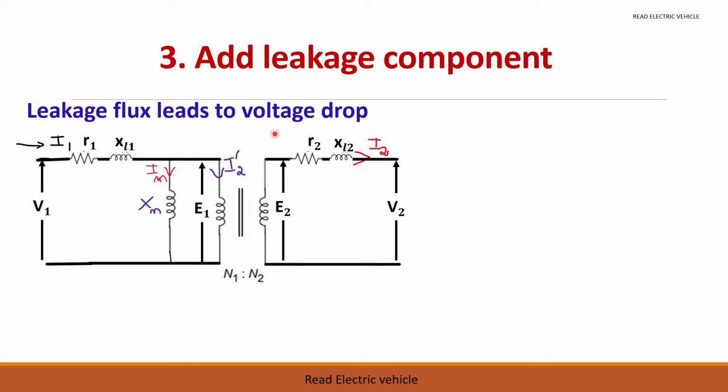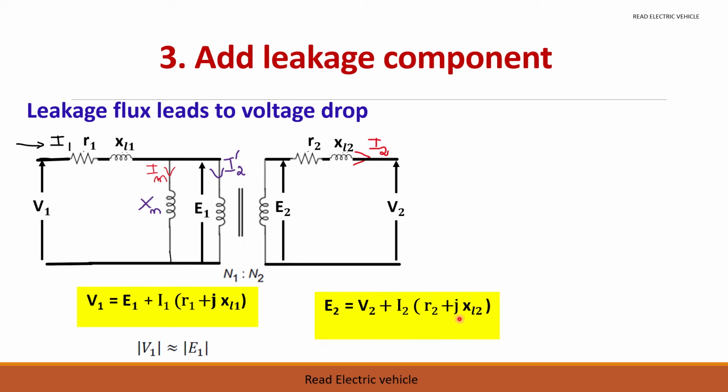So the leakage flux leads to a voltage drop which can be represented by an inductance. So here reactance XL1 and here in the secondary side it is XL2. When current flows through this reactance, it is going to create a drop in it. So V1 is equal to E1 plus I1 R1 plus J into XL1. Similarly, the secondary side also we can write the equation.